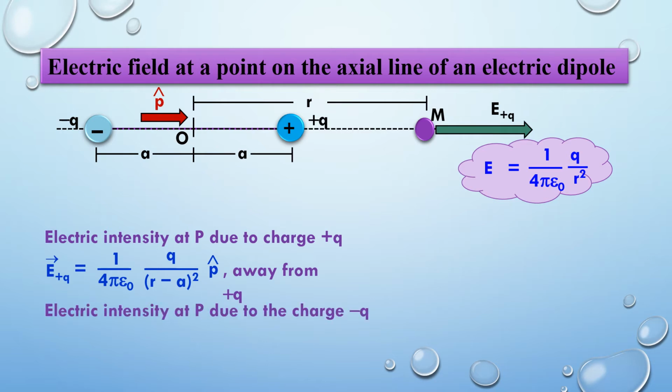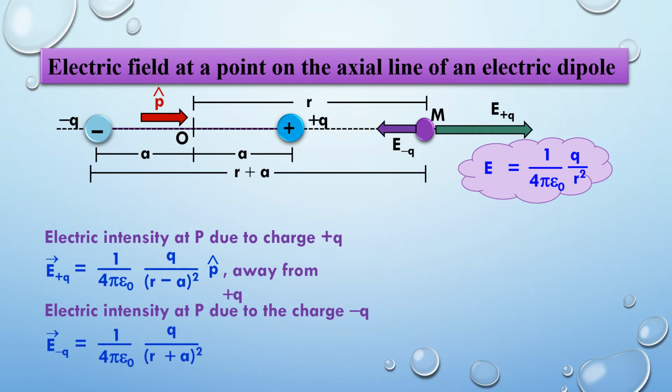Now, the electric field intensity at that point due to the negative charge Q, whose distance is R plus A, is moving inwards. I'm sorry, it has been written as P, please correct that. So the electric field due to the negative charge is 1 upon 4 pi epsilon naught Q upon (R plus A) the whole squared. Here we find that the electric field and dipole moment are opposite in direction. So I get this as a negative vector P, which is towards minus Q, or towards the negative charge.